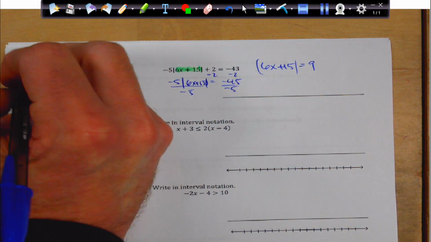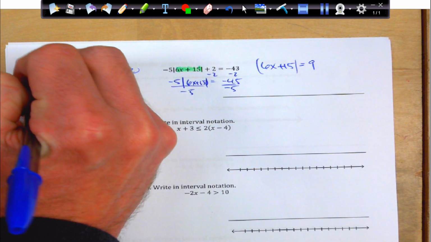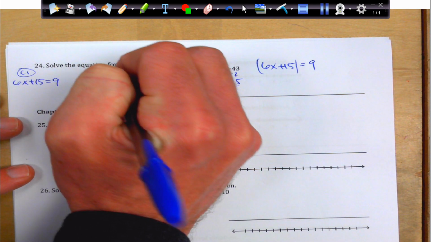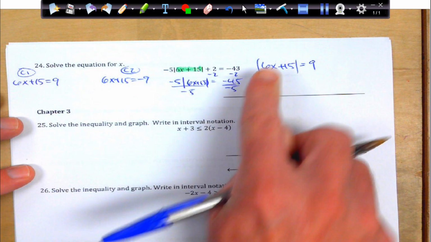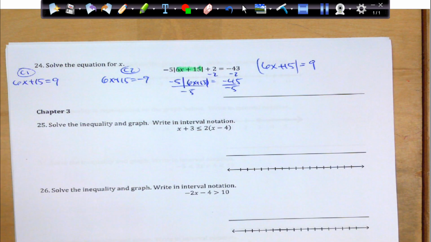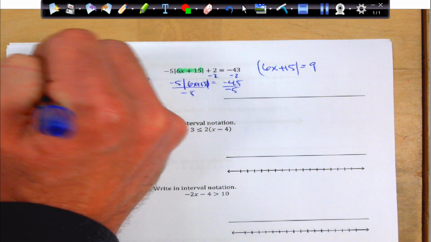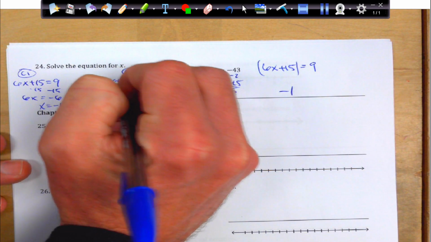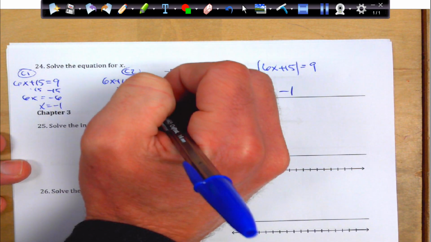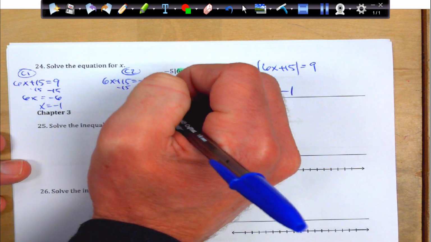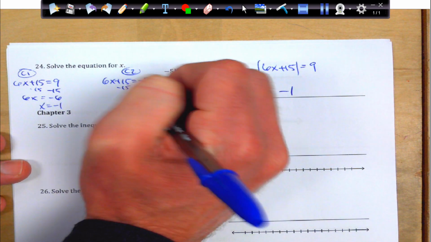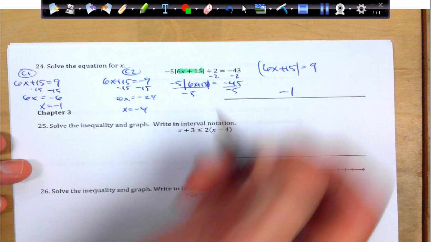So we're going to go ahead and do our cases. Case 1, case 2. So we get 6x plus 15 equals 9, and 6x plus 15 equals negative 9, because if I put a 9 or a negative 9 in here, they'll both come out as 9. So I'm going to subtract the 15, which will give me negative 6, which, when I divide, will give me negative 1. Here I subtract 15, and this time I get negative 24. When I divide, I get negative 4.